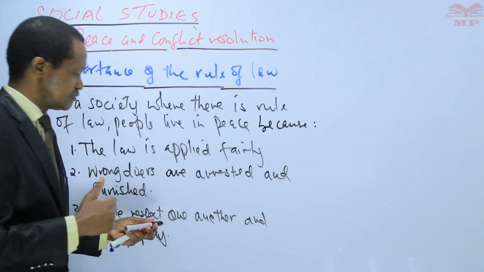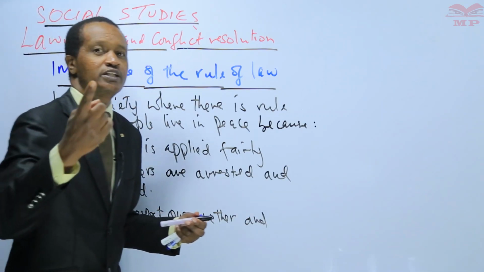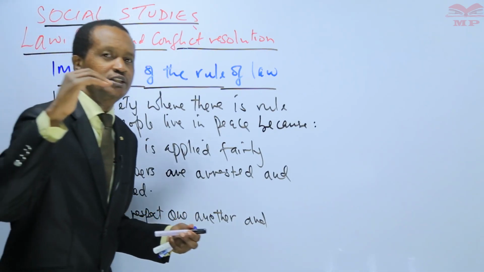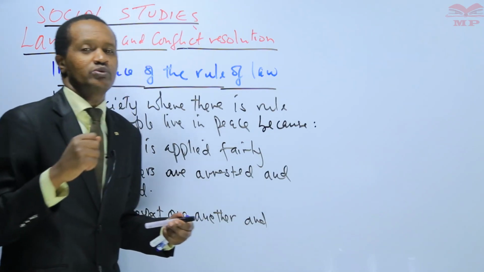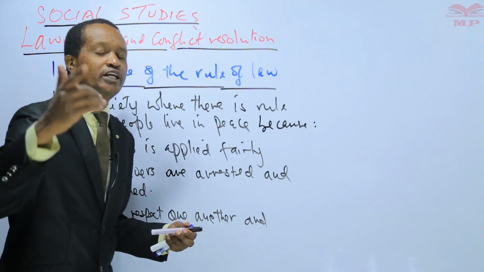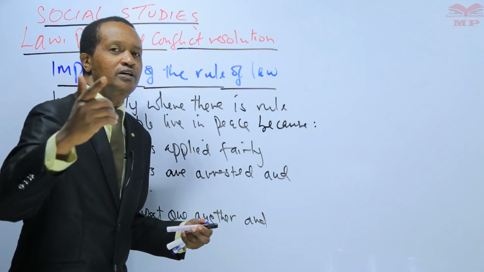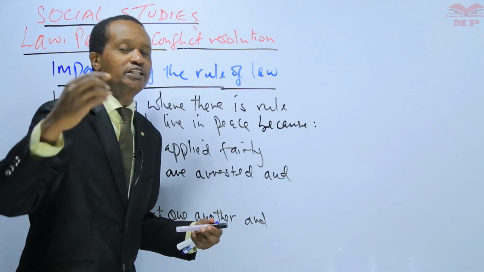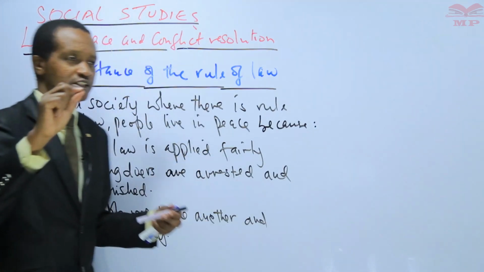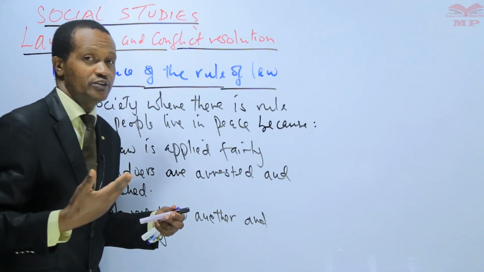For example, I am expected to respect you by not abusing you, by not disrespecting you as a person, by not talking evil against you, by not publishing information that is incorrect about you. There is a law that says that we should not do what I've just been, the examples I've been giving.